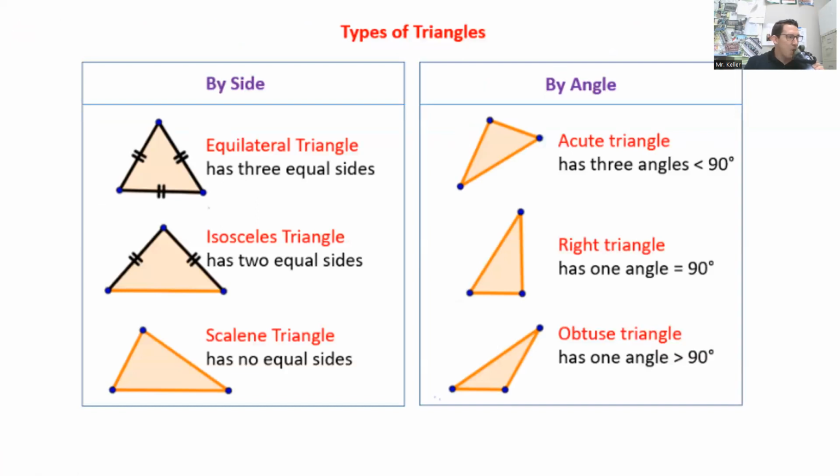Equilateral triangles, where all sides are equal. Isosceles triangles, where two sides are equal. Or there are scalene triangles, where there are no sides that are equal.